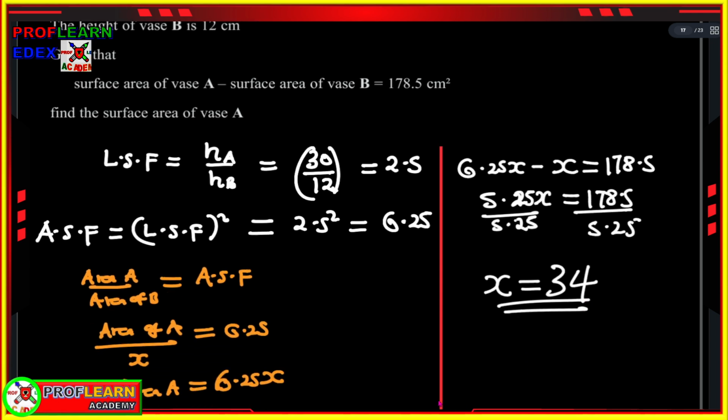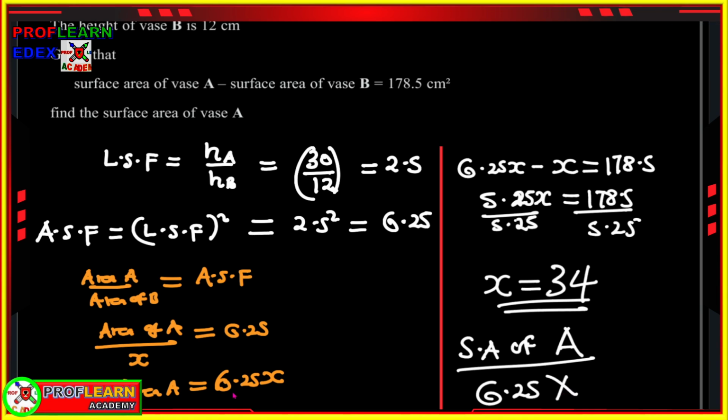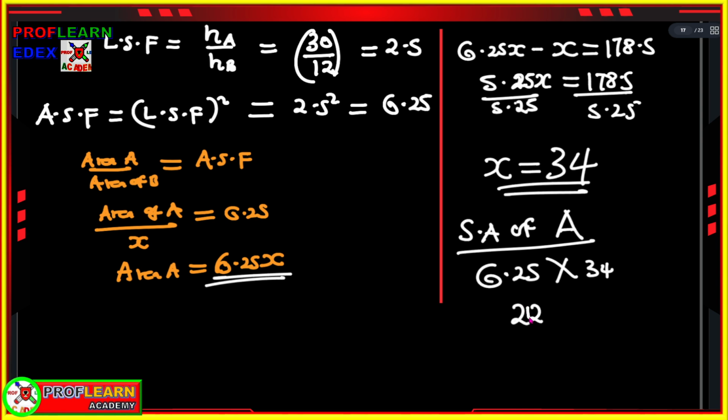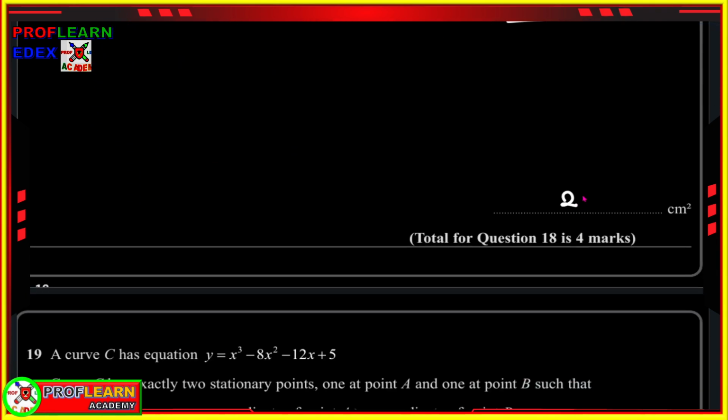So the surface area of A is going to be 6.25 times 34, because we have now gotten x, which is going to translate to 212.5. Question number 19.